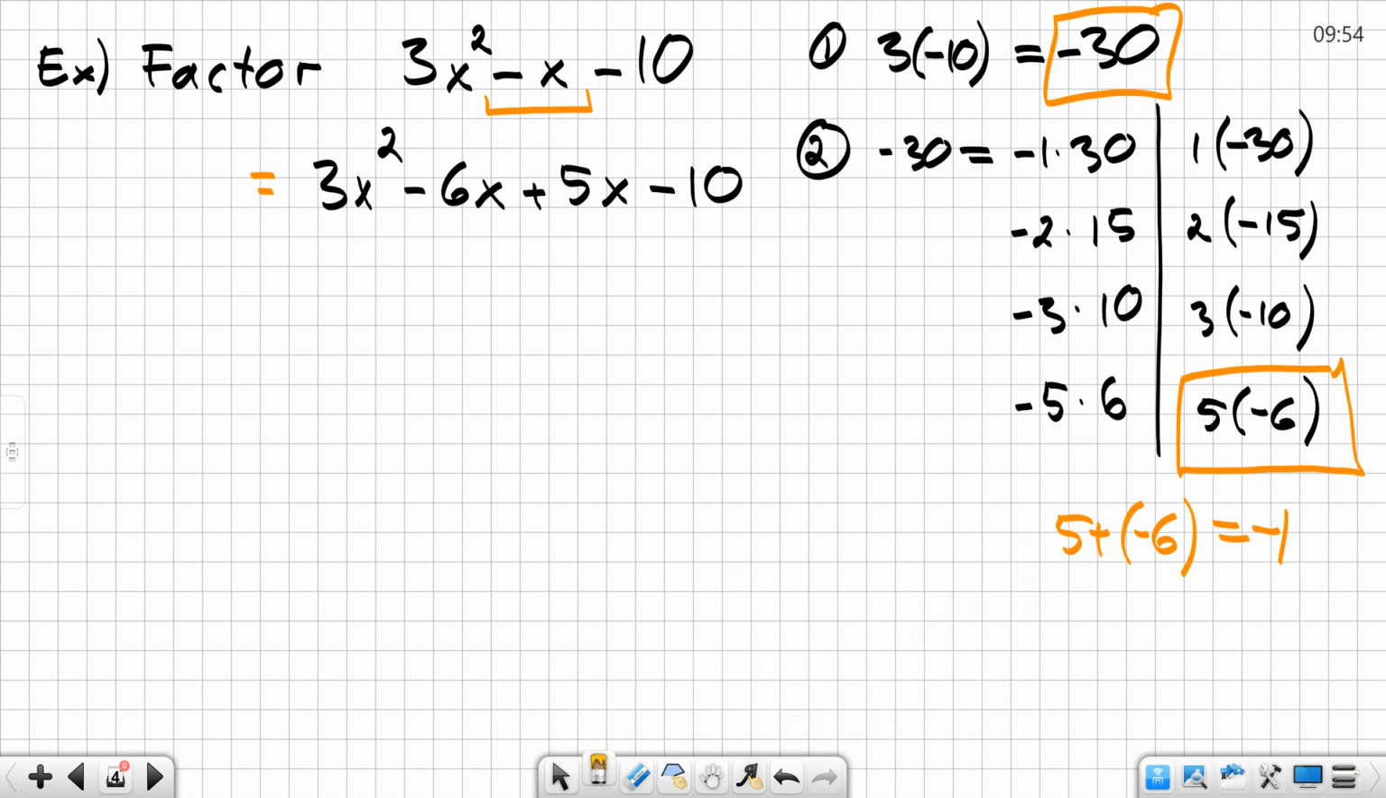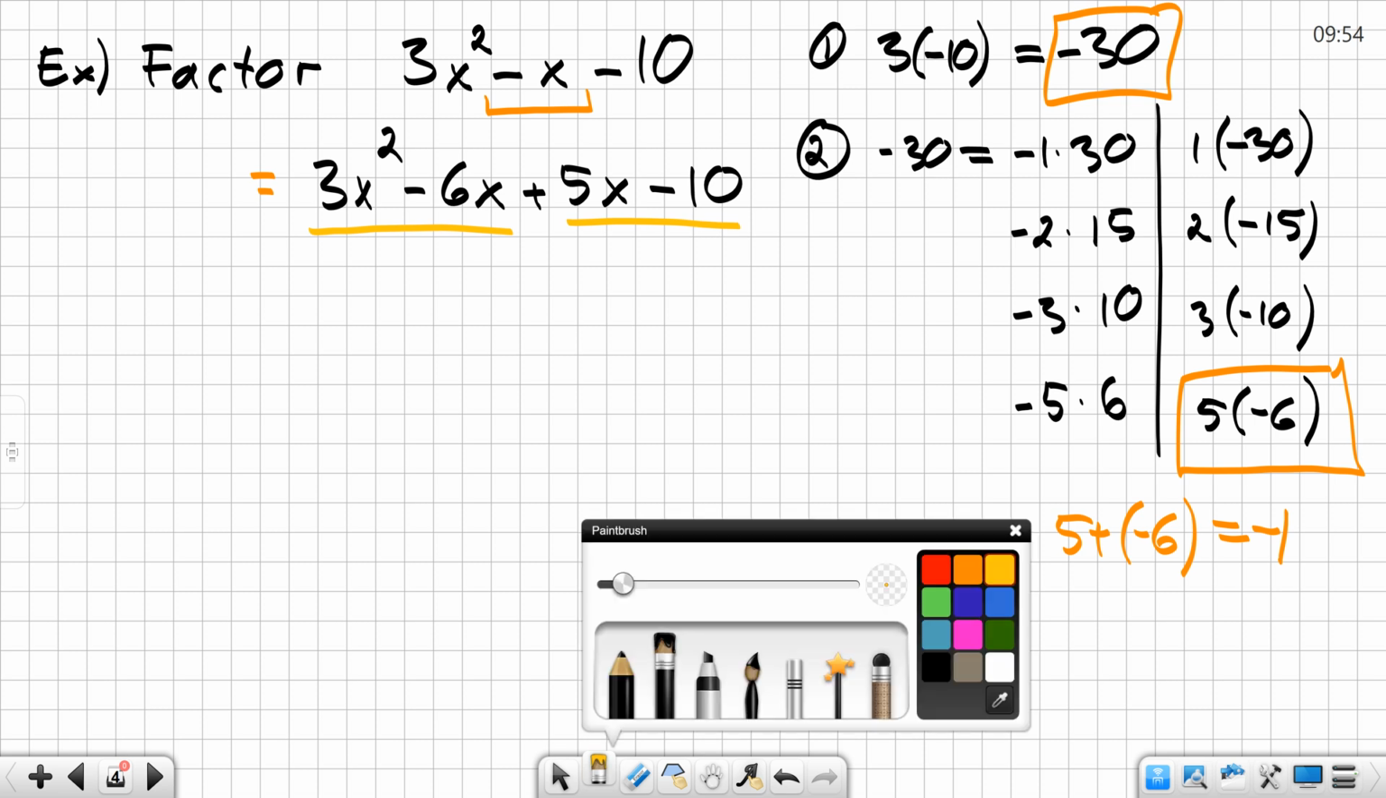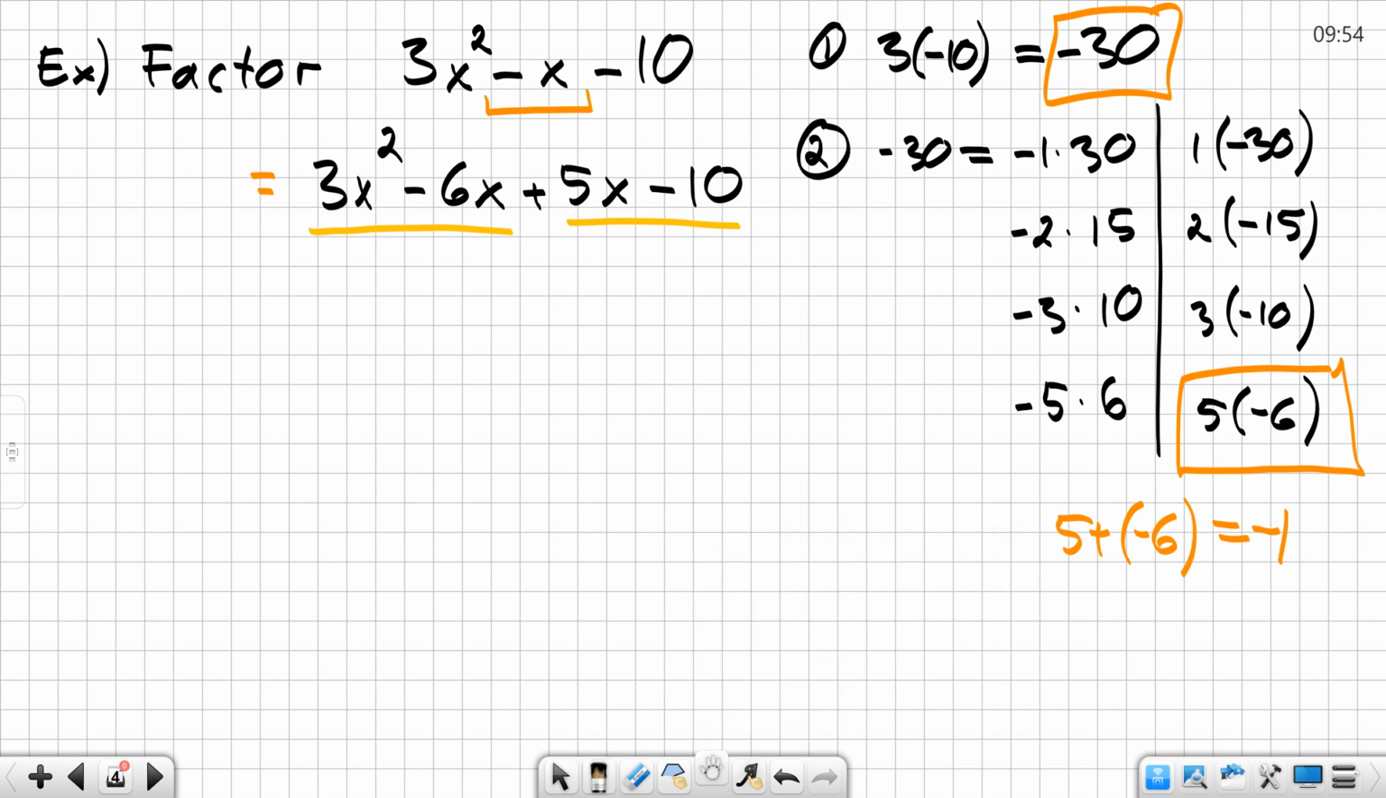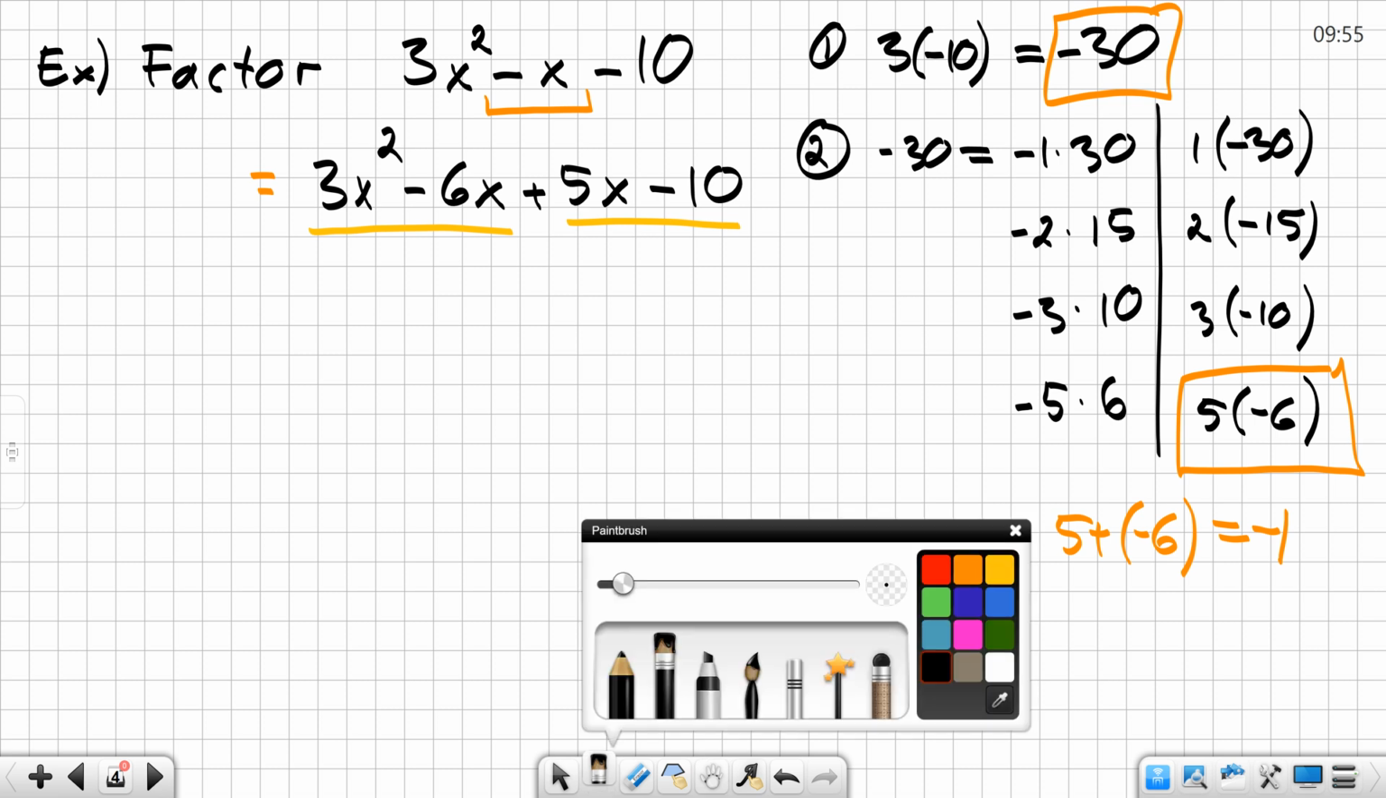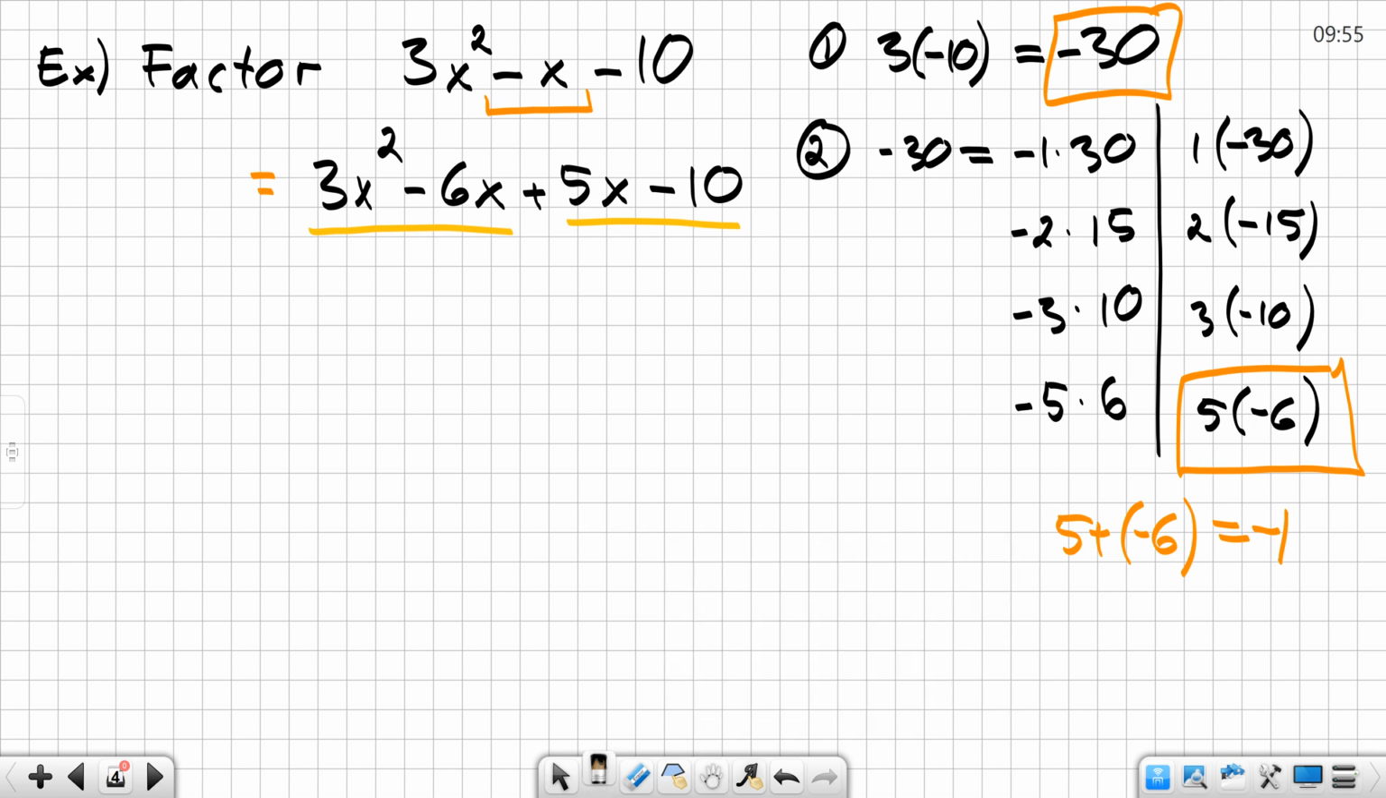And now I am going to separate this into two groups that I will factor separately. And I hope that I will find a common factor. Looking, 3x squared minus 6x, there's a common factor of 3x hidden in there. x minus 2. 5x minus 10, there's a common factor of 5 hidden in there. x minus 2. And yes, we have found a common factor, the factor of x minus 2.